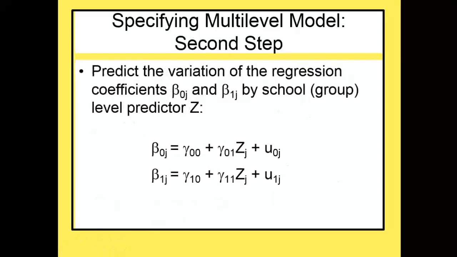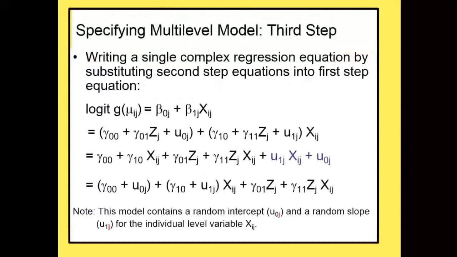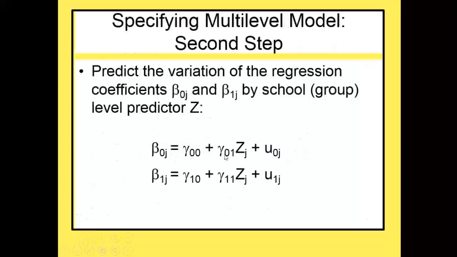Okay. Now, what do we do next? Well, we have to combine the two. How do we do that? Well, what we do is we write a single complex regression equation by substituting the second step equations into the first step. So the first step was this. Okay. Now, beta 0j, going back to this, is equal to this.